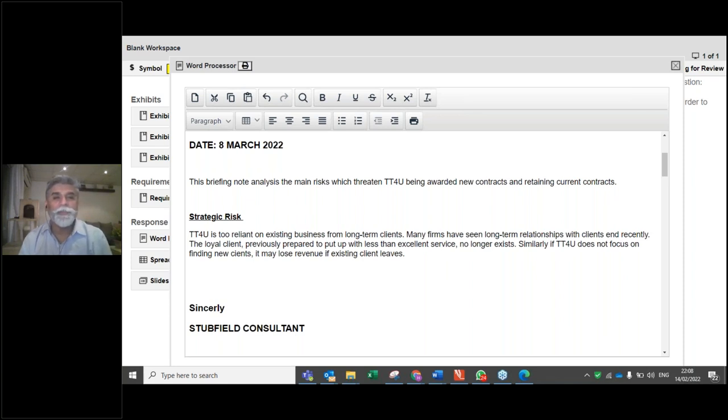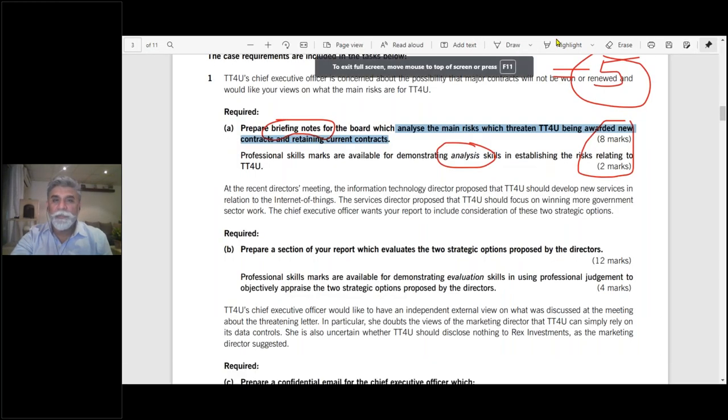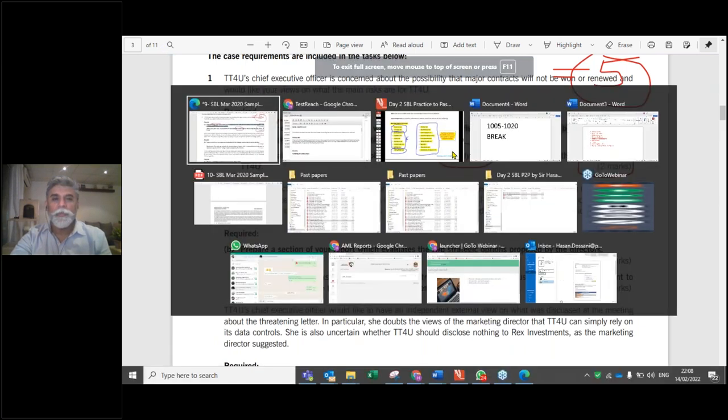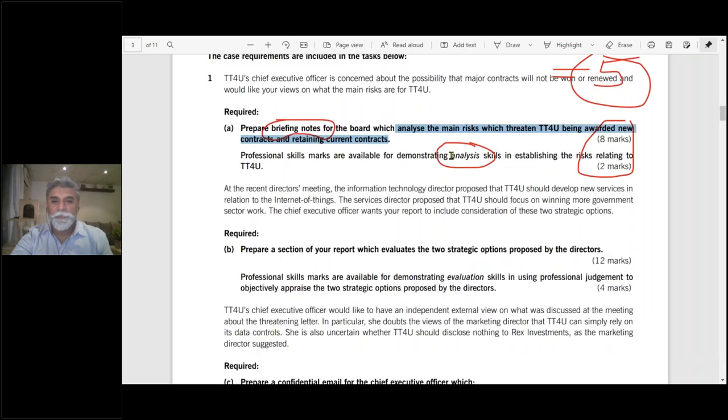While drafting, keep in mind the professional skill. In this one, the professional skill is just identifying the risks. I'm identifying the risk, so nothing extra needs to be done in this particular case. The hint is there. The question exactly tells you what to do. Let me open the question. It says demonstrate analysis skills by identifying the risk. So you just follow the hint. Remember yesterday, you followed the hints or instructions here.